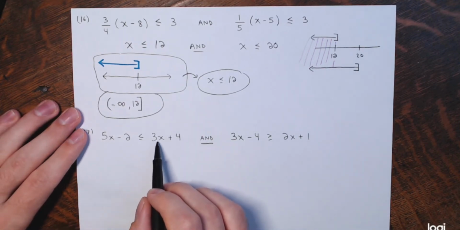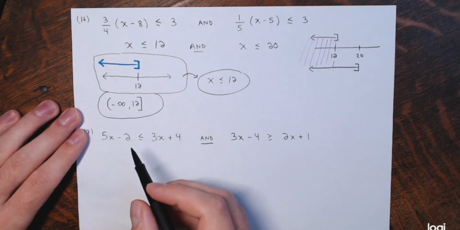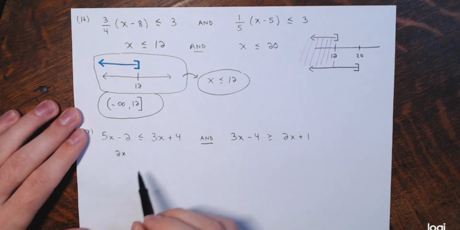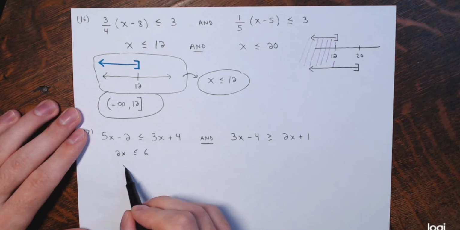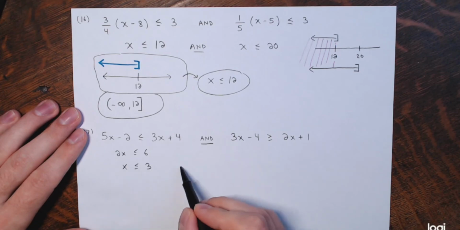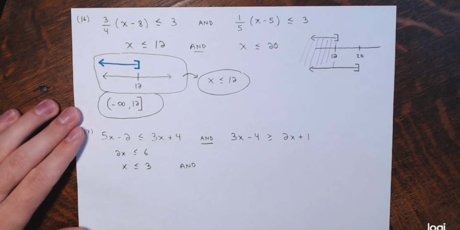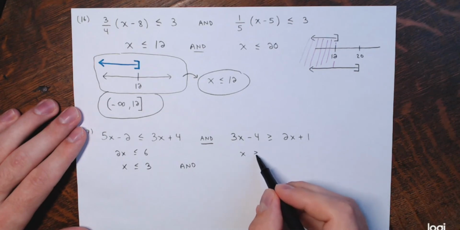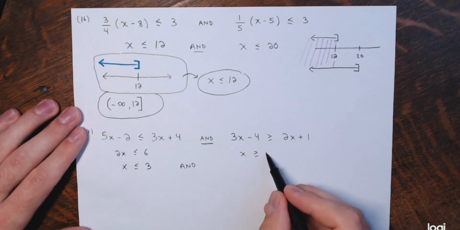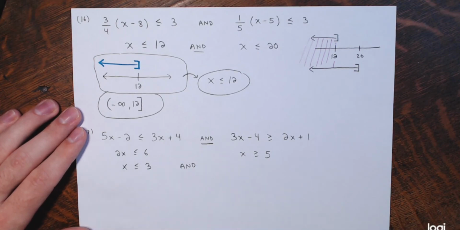So here I'd subtract 3x, right, giving me 2x. Maybe I'll just at least write that one step, right? 2x here, I'd add 2 to get 6 over here, and then divide both sides by 2. X is less than or equal to 3 for that first inequality. And here I'd subtract 2x, giving me 1x over here is greater than or equal to 5, right? I would add 4. So x is less than or equal to 3, and x is greater than or equal to 5.